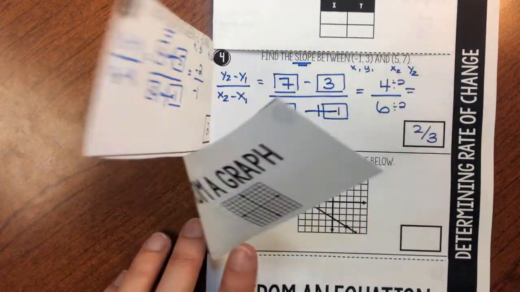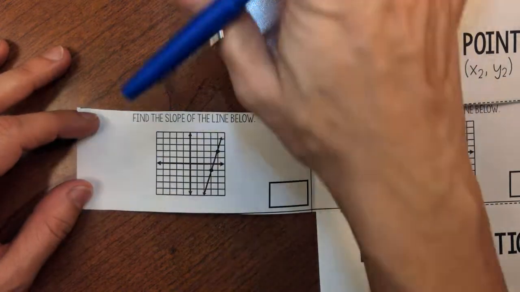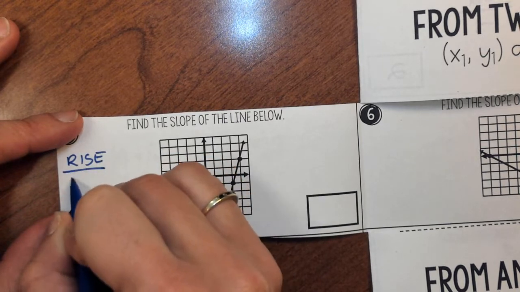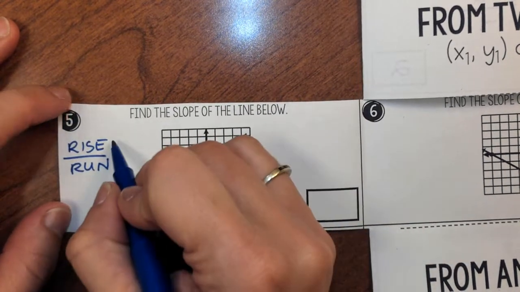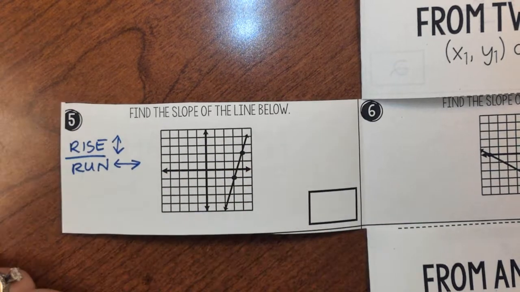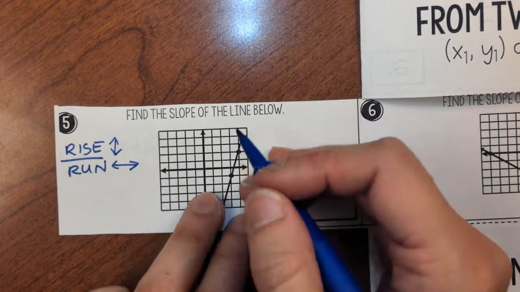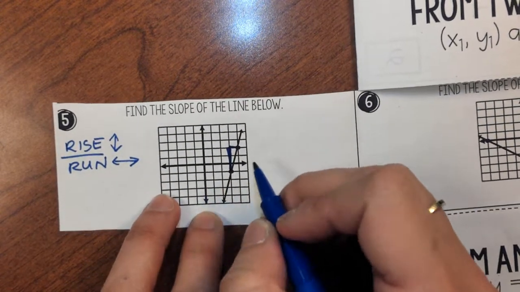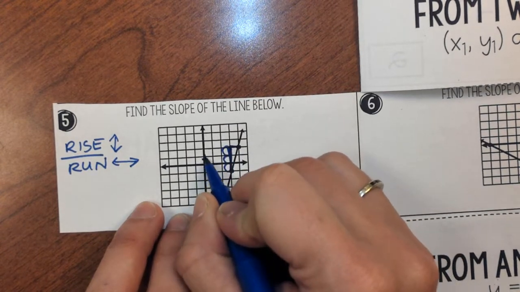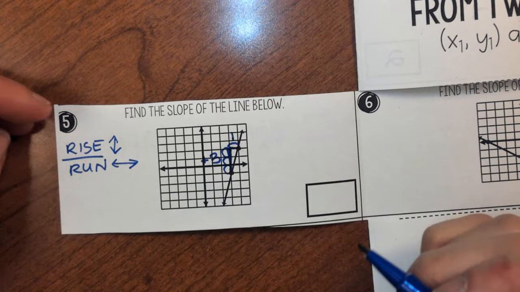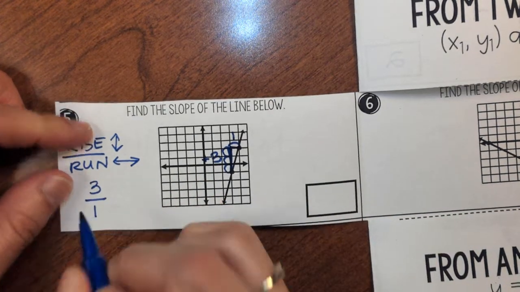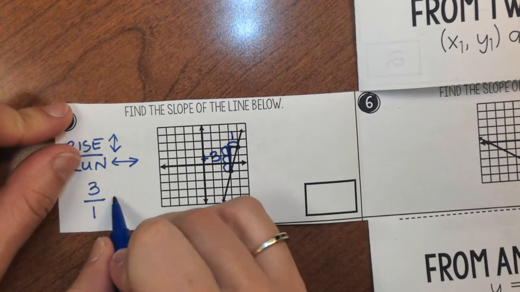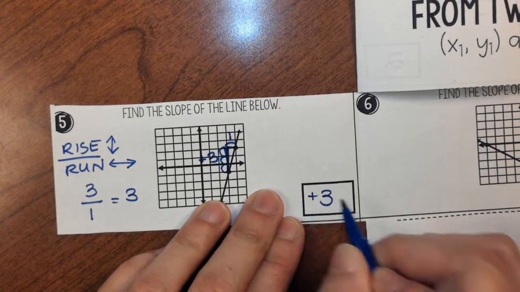Next, from a graph, I'm going to use rise over run. Rise is up and down. Run means you're going across. So the first thing we do is we make a triangle, or step. Next I count 1, 2, 3, and 1. So I had to rise 3, and I had to run 1. This is an increasing line, so that means that my final answer is going to be +3 is my slope.